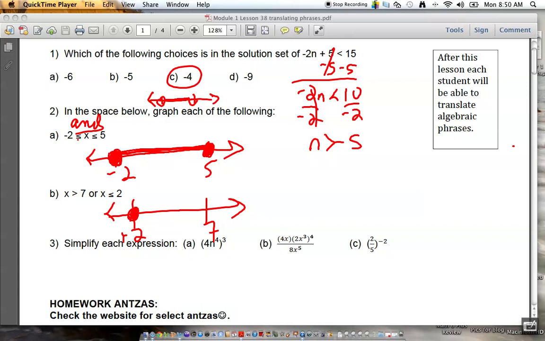Less than. So when the letter's on the left, the arrow goes in the same direction. And then this one is an open circle on 7, arrow to the right. So here's the big difference that you need to remember. Do you see the word "or"?